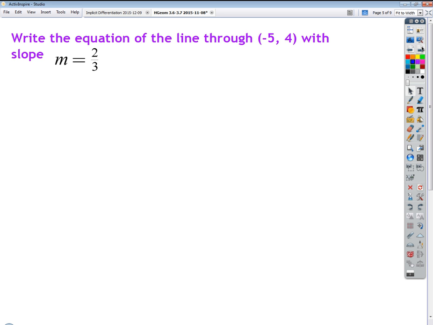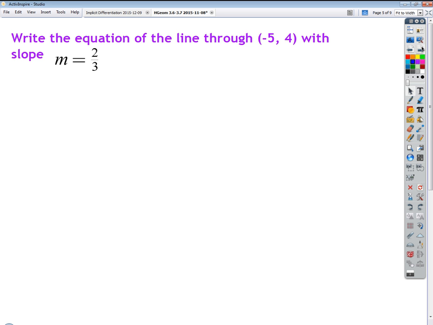Think about that for a second. I want you to think about the process you're going to go through. If I want to come up with the equation of that line, what are the essential ingredients? What are the two parts of the equation? Slope and y-intercept. Say it again. Slope and y-intercept, right? Well, we have the slope. What's the only thing we need?